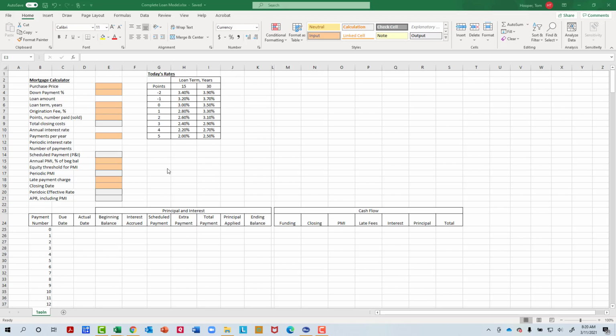Hi, let's look at a home mortgage calculator. This is the most complete loan model that I was able to put together by looking at several and choosing the best from each of them. We'll start with the purchase price.